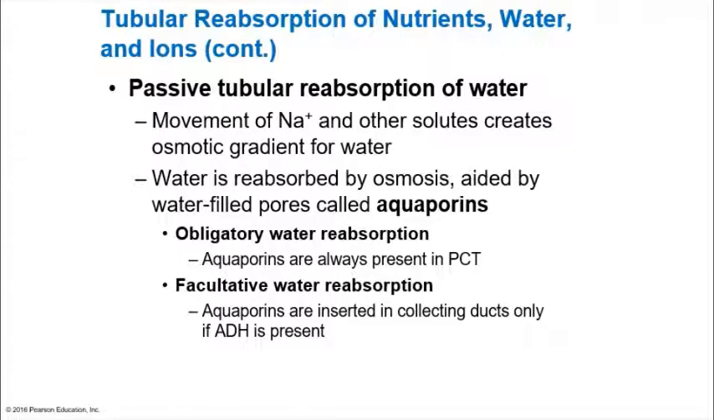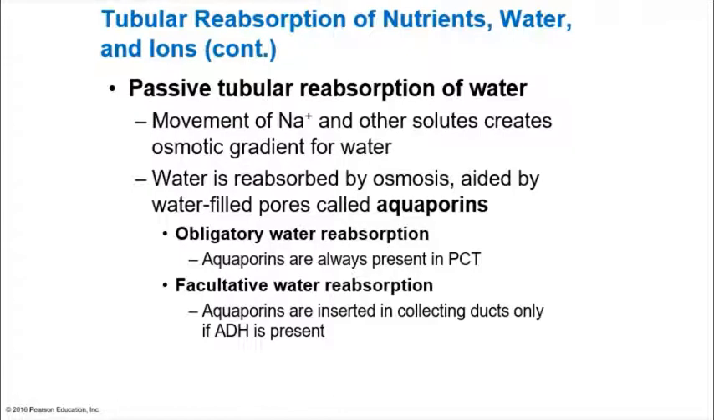Integral proteins, aka protein channels that allow water to pass through the plasma membrane, are called aquaporins. I want you to know, what is an aquaporin? An aquaporin is just the membrane protein channel, aka an integral protein that allows water to pass through the membrane.